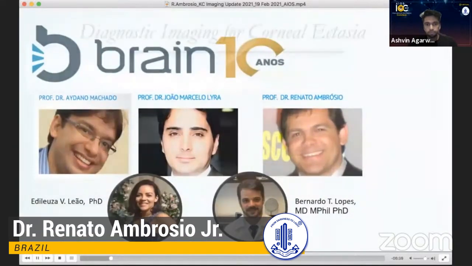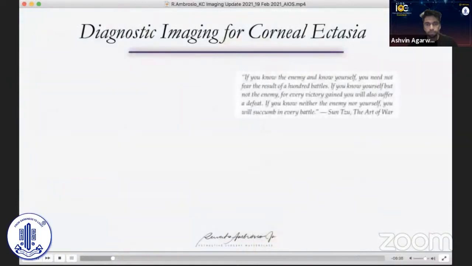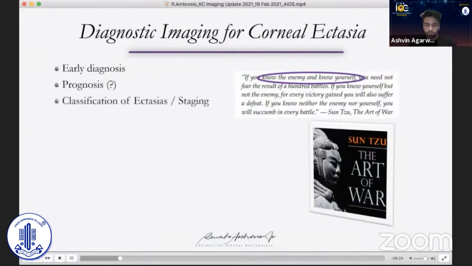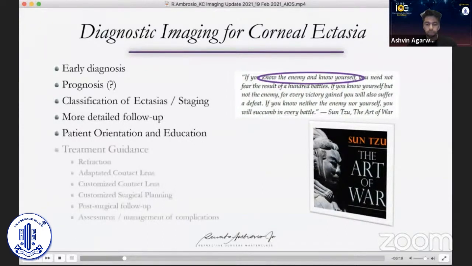When we talk about diagnostics for corneal ectasia, I think it's wise to understand the wisdom from the Art of War. We need to understand what we're looking for, what are the enemies. We are looking for early diagnosis, prognosis, classification, and staging, more detailed follow-up. Patient orientation will be definitely guided by all this information, and treatment guidance, since refraction, contact lens fitting, and surgery and management of complex cases will definitely benefit from imaging.